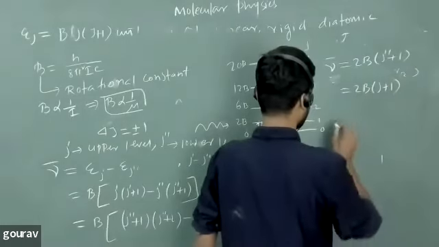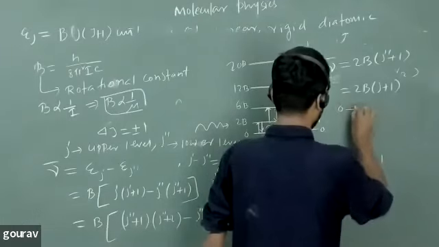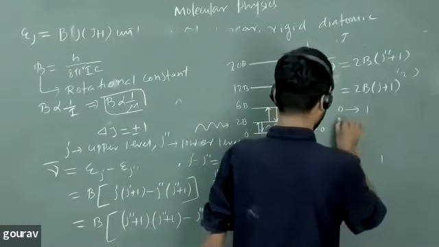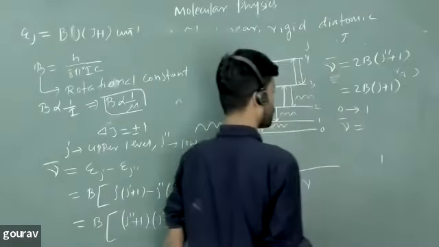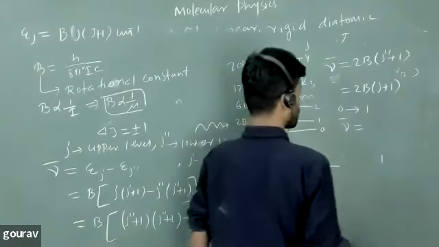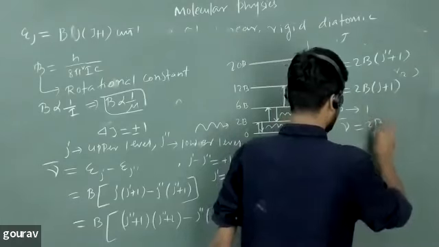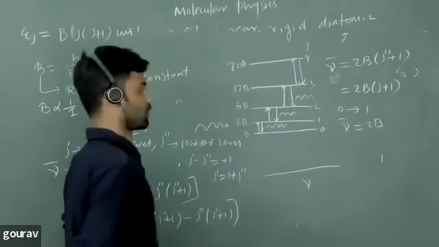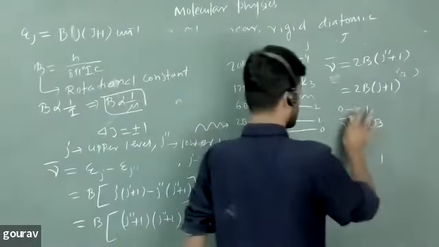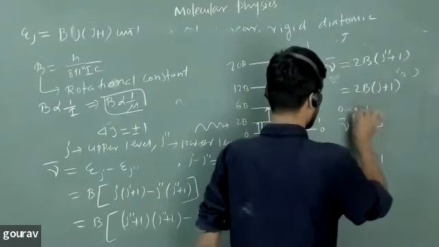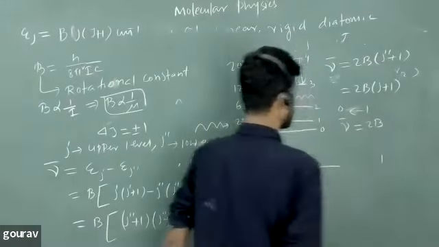So now let us assume your transition is happening from 0 to 1. Then what will be the nu bar? Simply here I will use 0, right? Or 1 to 0, sorry. Transition is happening from 1 to 0. Then it will be 2b, right?